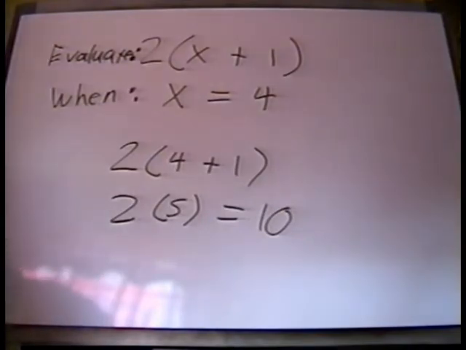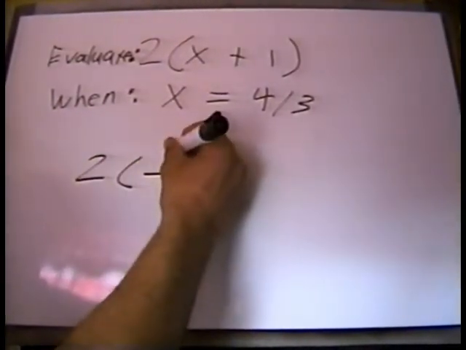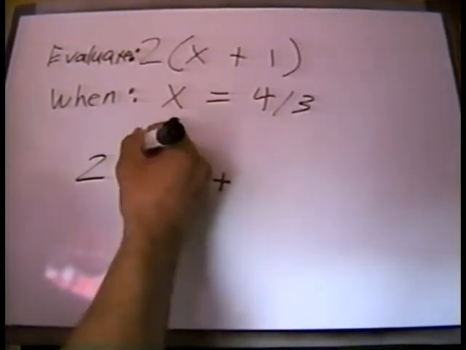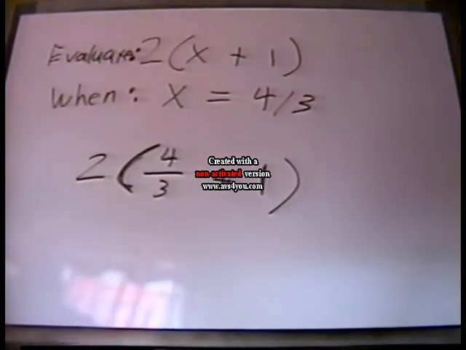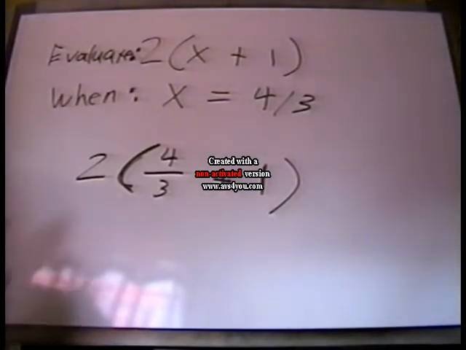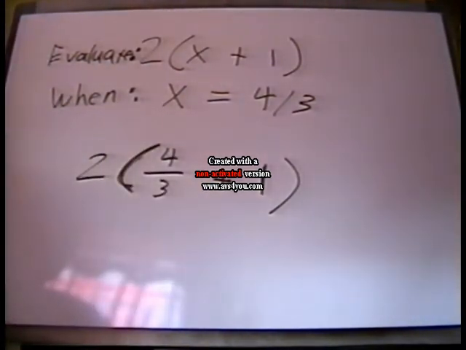What if x equals 4/3? Then we're going to get 2 multiplied by the sum of 4/3 and 1. Now here you have to add these first before you multiply 2 into there. You have to add both.